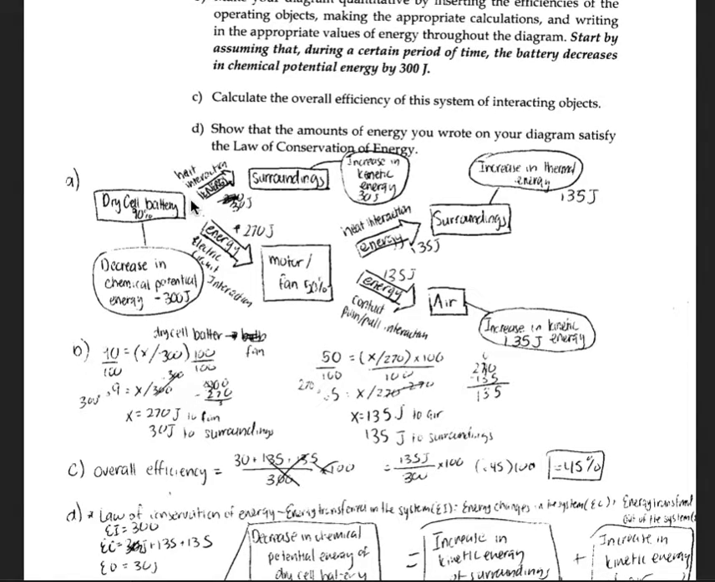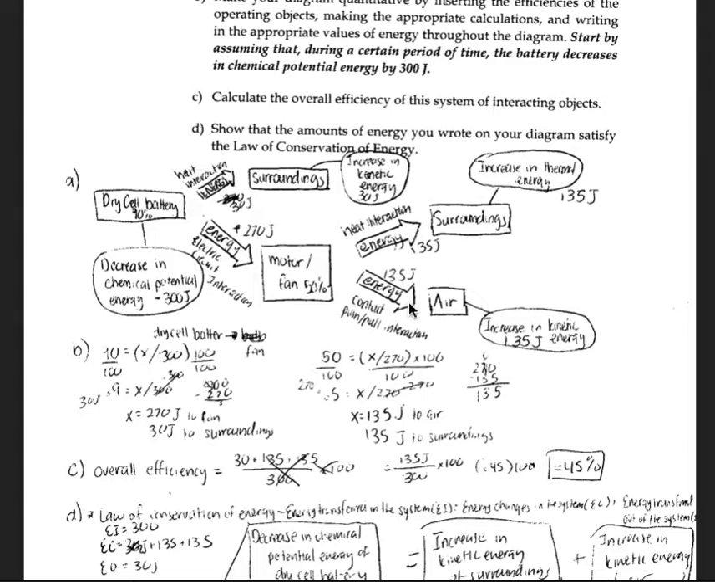They then have a heat interaction passing energy to the surroundings, and the dry cell battery has another energy interaction, an electric circuit energy interaction, sending energy to the motor and fan. The motor slash fan have a heat interaction sending energy to the surroundings and has a contact push pull interaction sending energy off to the air.